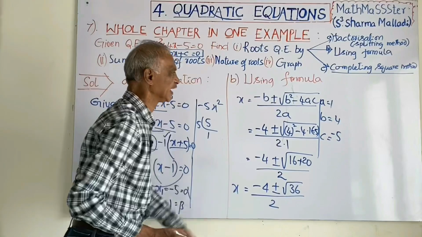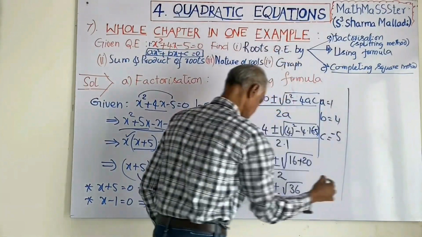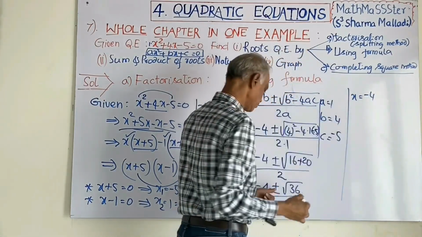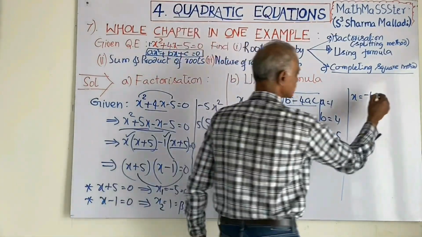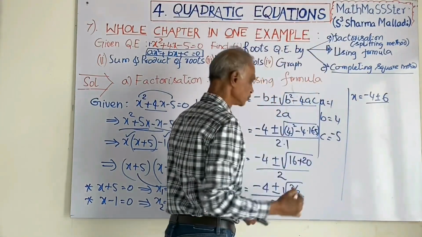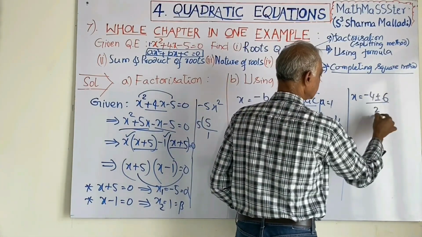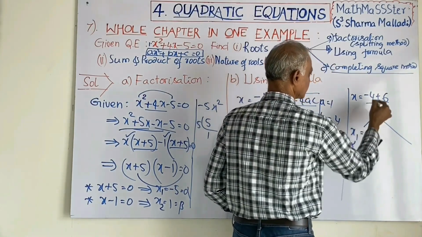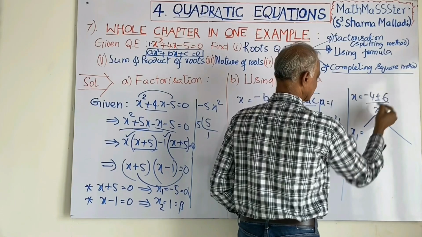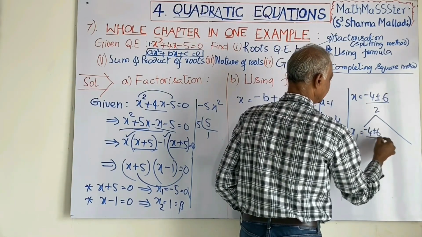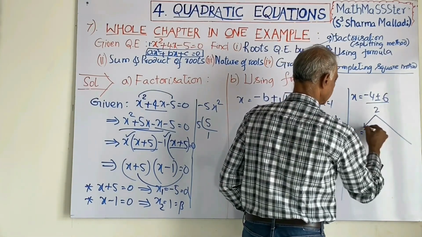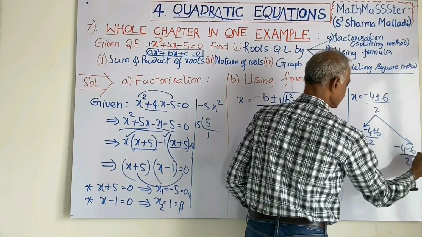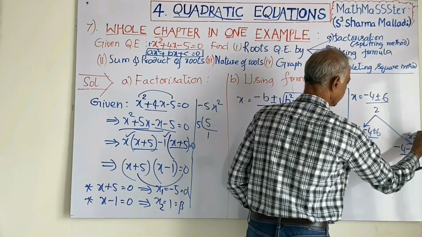This is the value of x. You will have x is equal to minus 4 plus or minus root 36, means plus or minus 6, by 2. It will have two values. That is x1, nothing but alpha: minus 4 plus 6 by 2. And what is the other root? Minus 4 minus 6 by 2. This is x2 or beta.